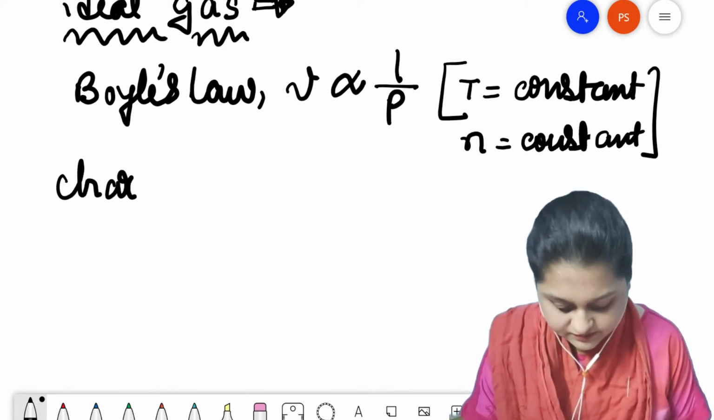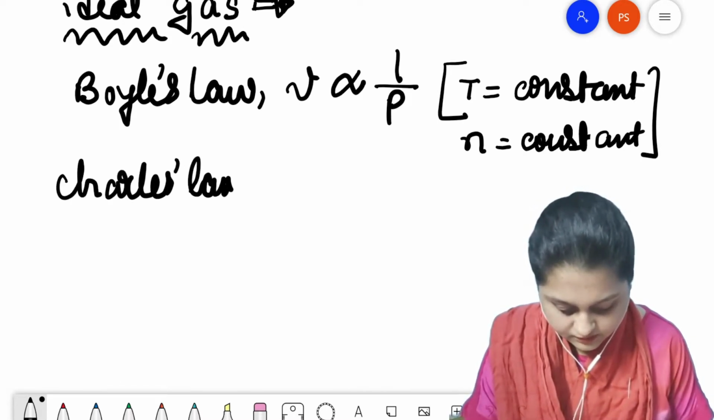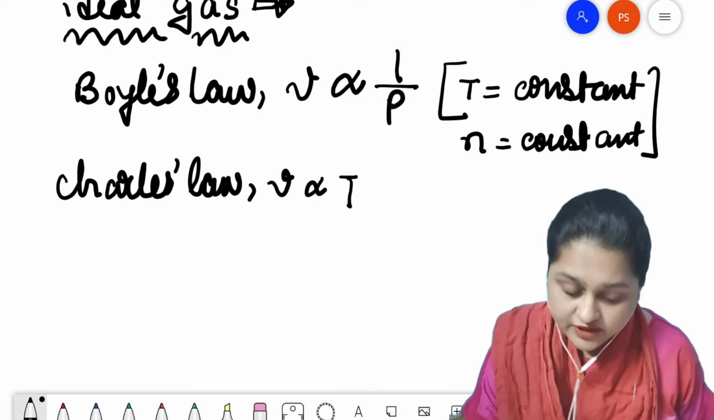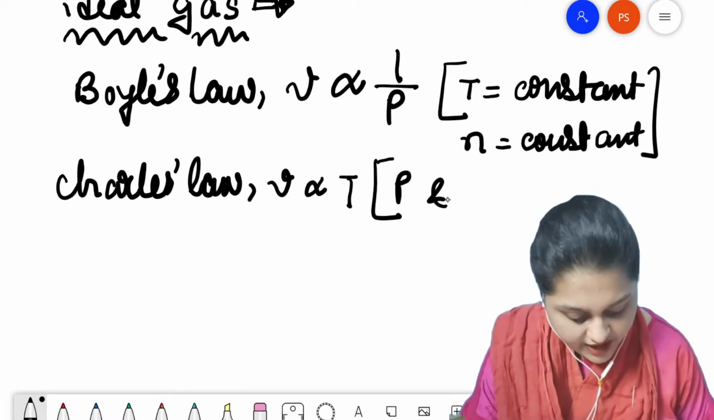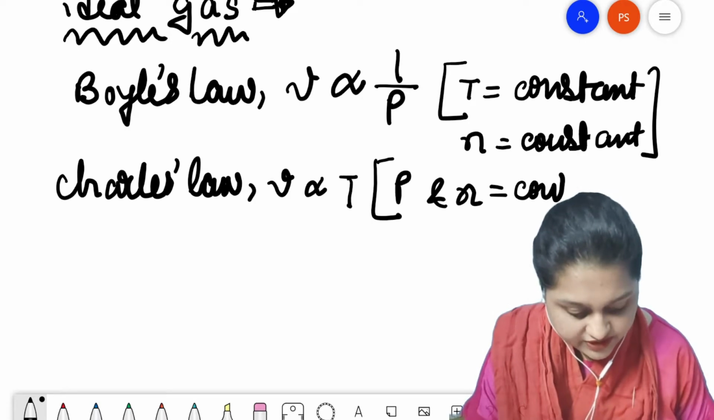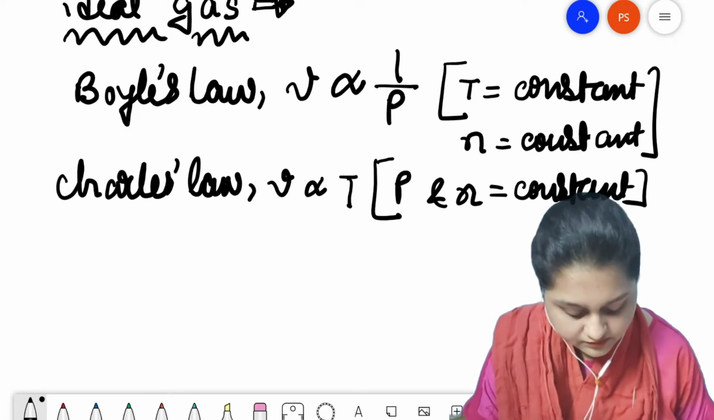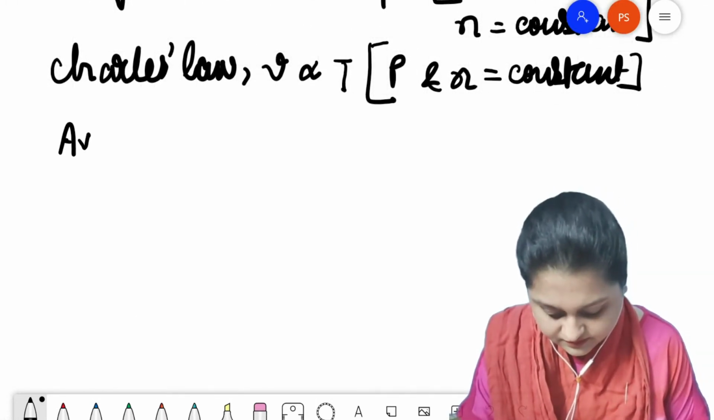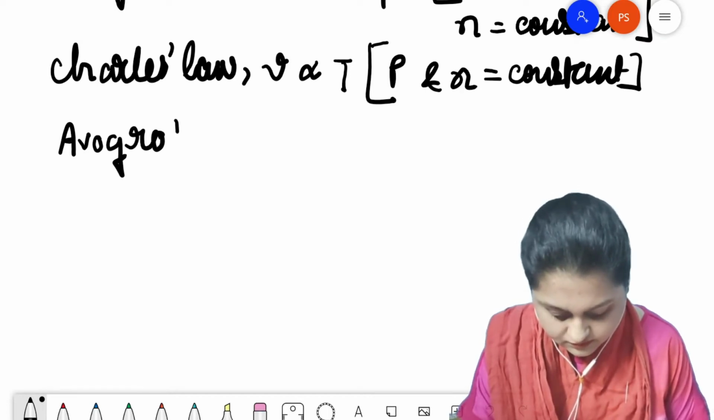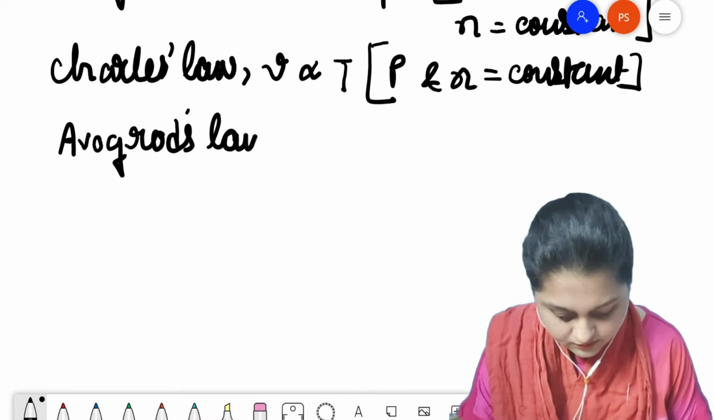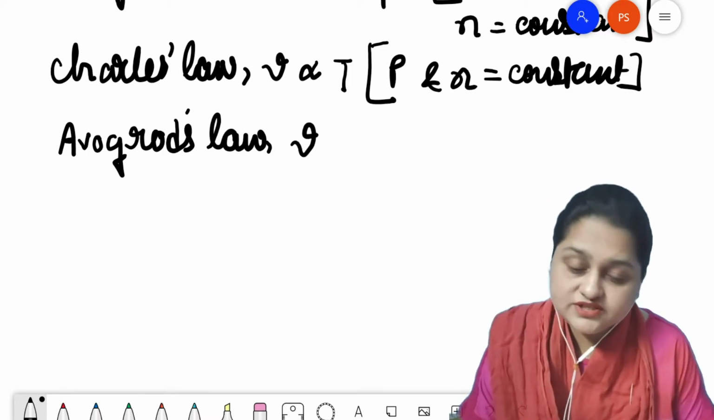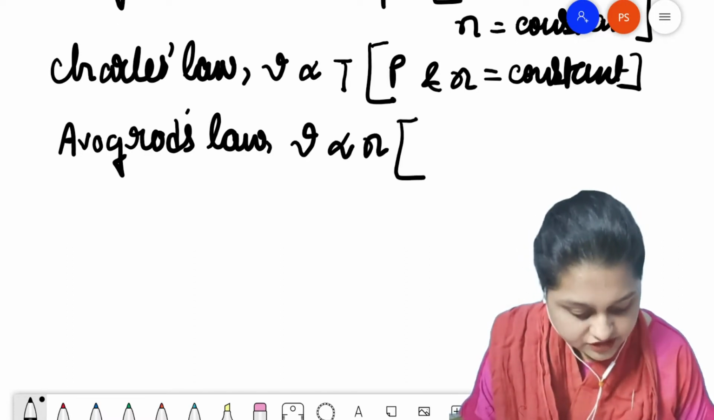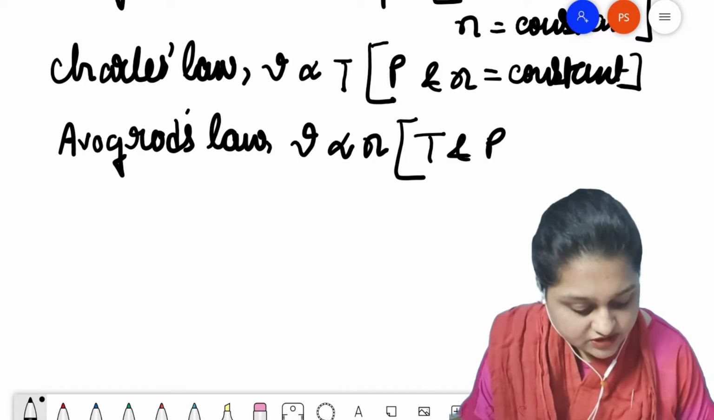Charles' law says the volume of the gas is directly proportional to the absolute temperature of the gas if the pressure and the number of moles of the gas remain constant. Avogadro's law says the volume of the gas is directly proportional to the number of moles of the gas present if the temperature and the pressure of the gas are constant.